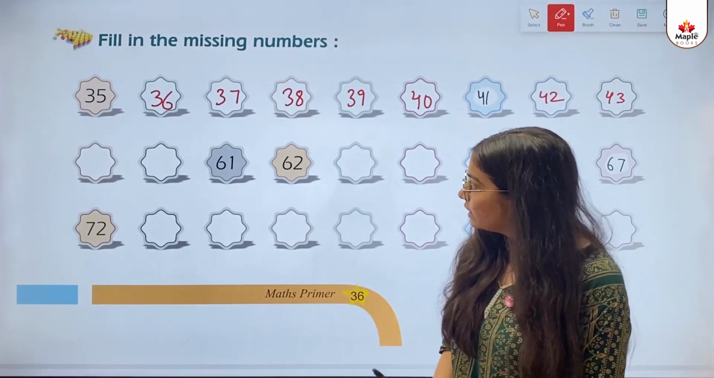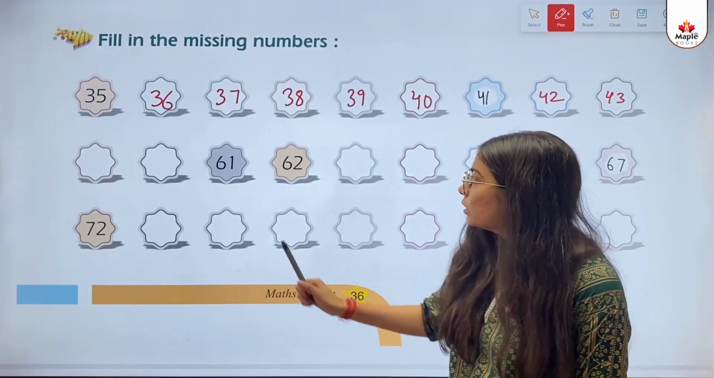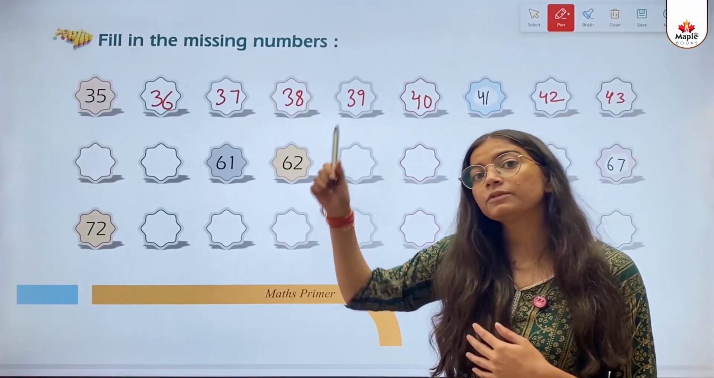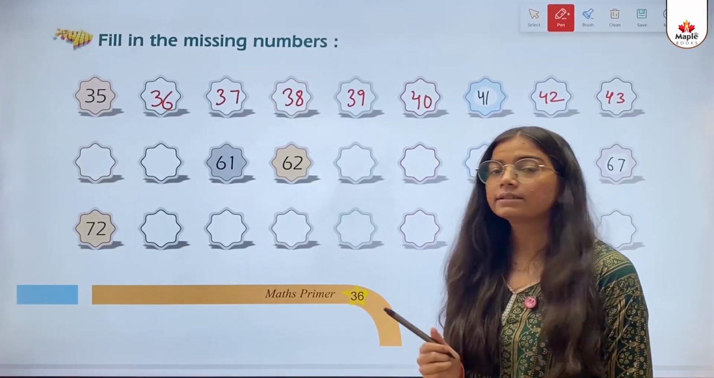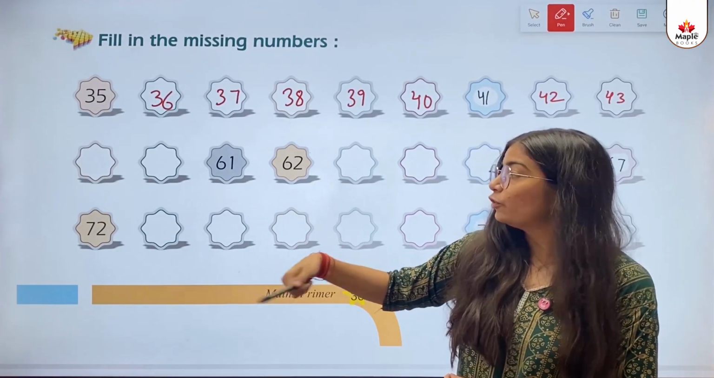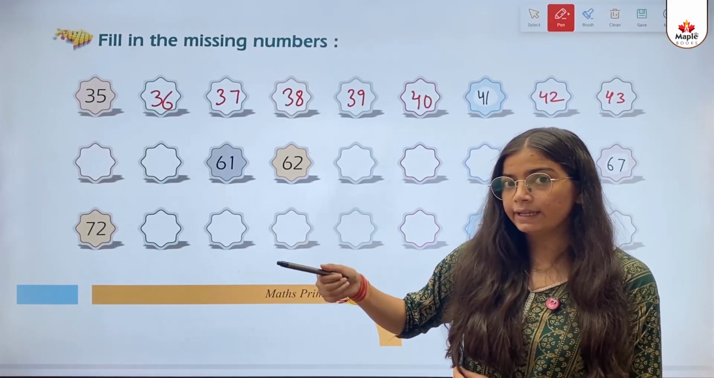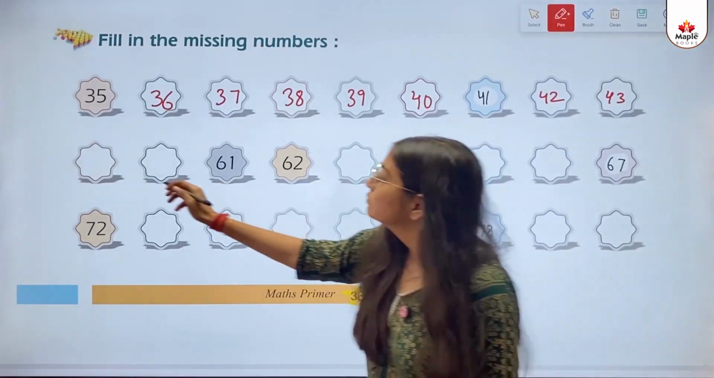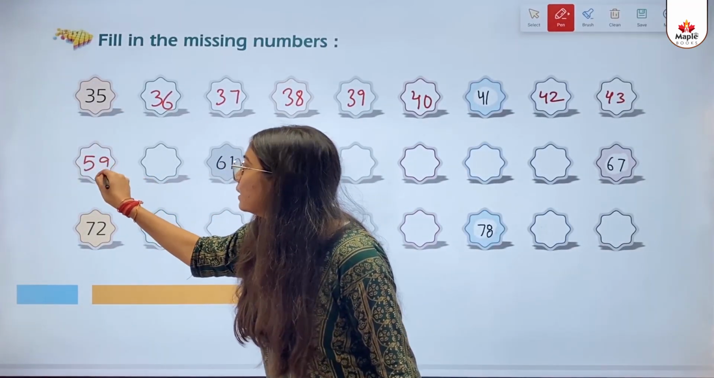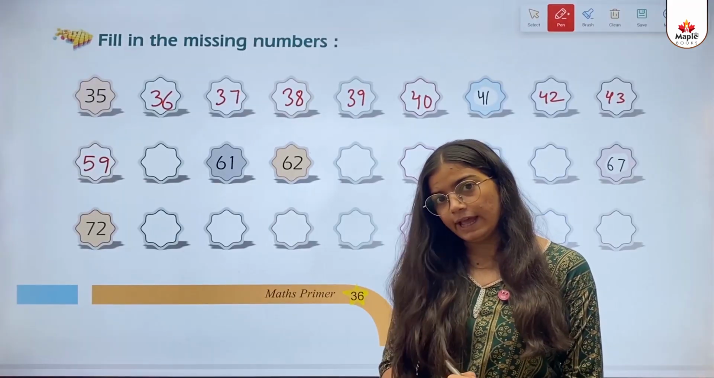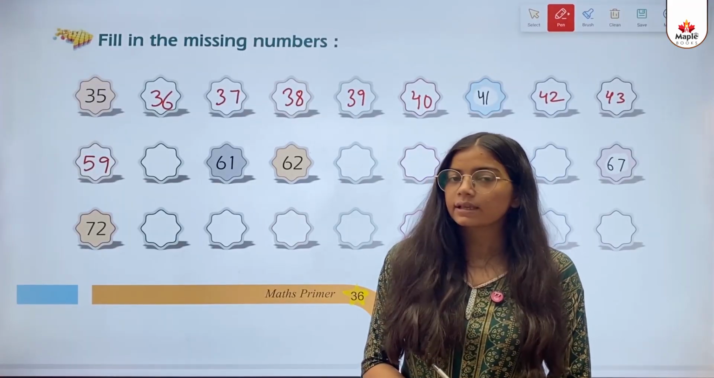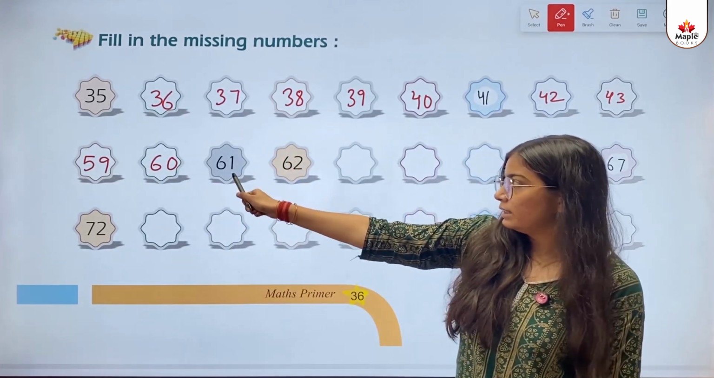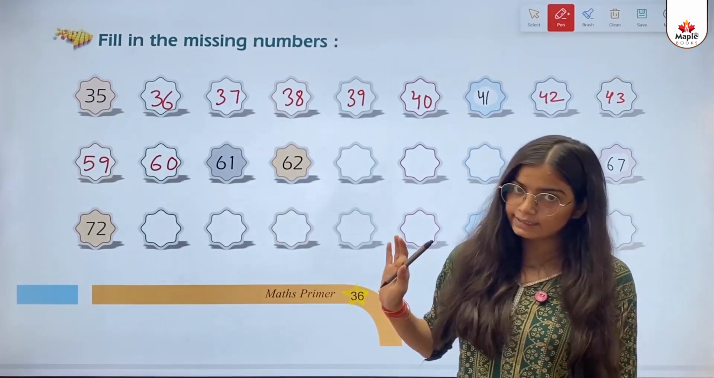So we start accordingly. In the middle there is given 61. So we need to think what comes before 61. That is 60. Before 60, what is the number? That is 59. So we will start from 59. Then 60. Then there is written already 61.